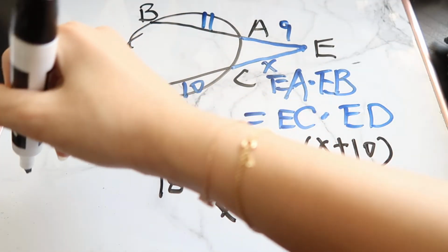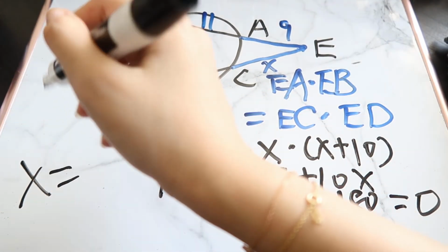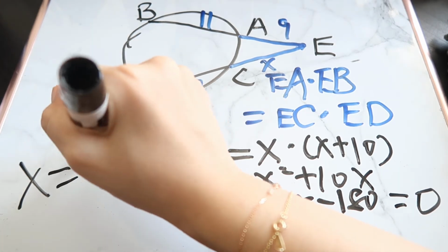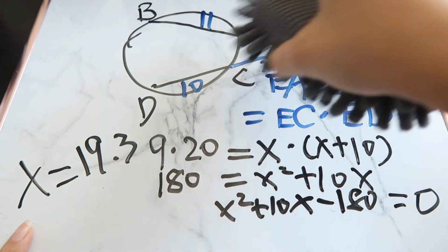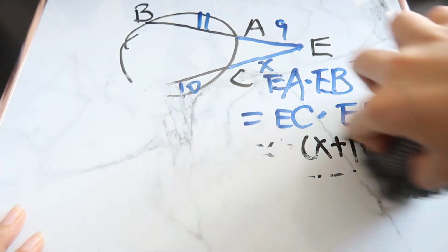The answer would actually be approximately x equal to 19.3. Okay, so the reason why I'm not going into detail about the solving process is because the number isn't like a constant. So I'm gonna show you guys another example where I can really show you how to solve the quadratic equation.